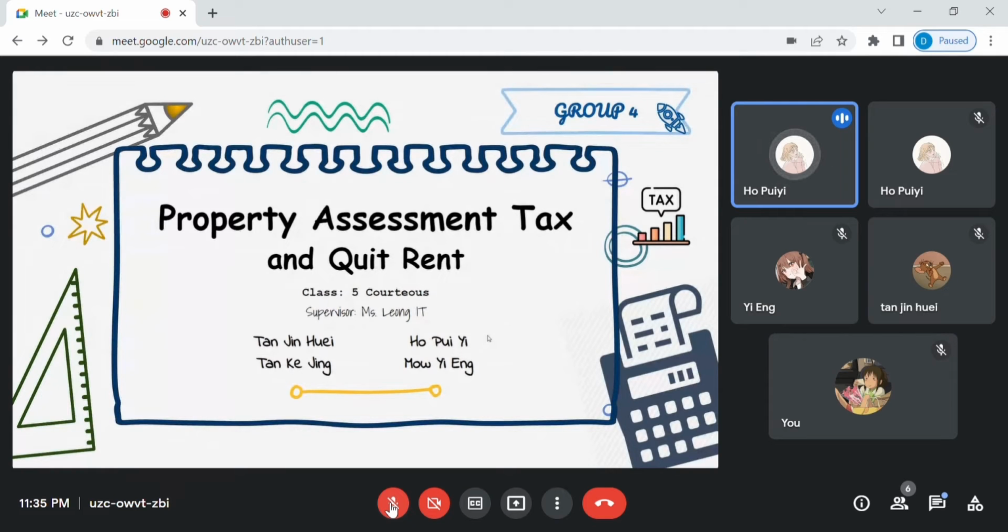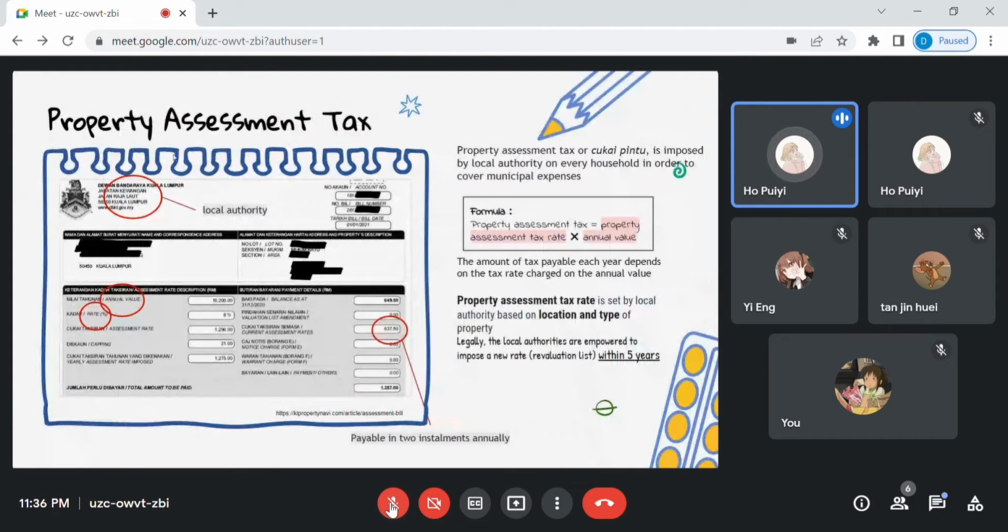What I am going to talk about today is property assessment tax and quit rent. Let me begin with the property assessment tax. What is property assessment tax? It is imposed by local authority on every household in order to cover municipal expenses such as rubbish collection, drain cleaning, and maintaining public parks. As you can see, the example beside is the property assessment tax bill.